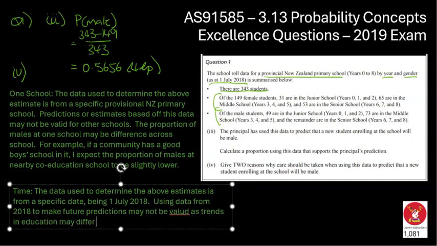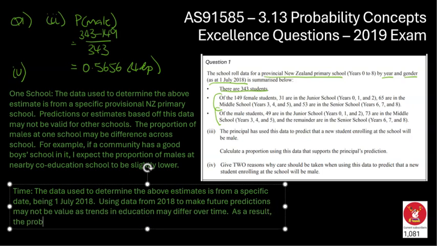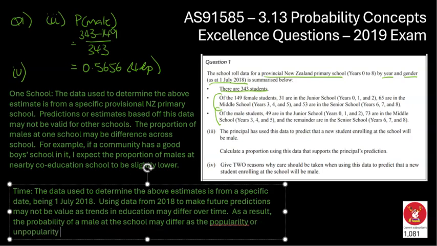may differ over time. So that's exactly what we talked about: maybe later on in the year, boys' schools are all the rage, and everyone says you should go to boys' schools instead of co-ed schools, and that might impact where these boys are going in the community. As a result, the probability of a male at the school may differ as the popularity, or I can't spell popularity by the looks of it, or unpopularity of boys' schools changes over time.